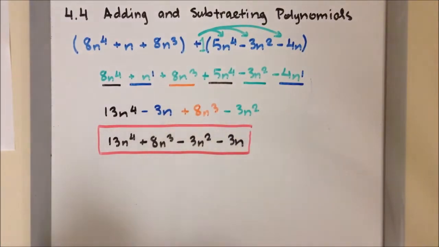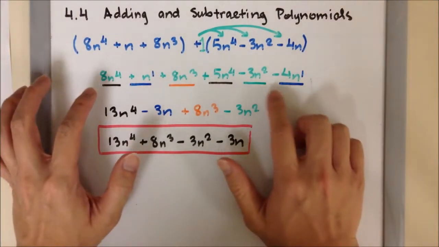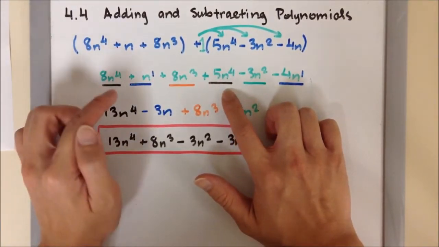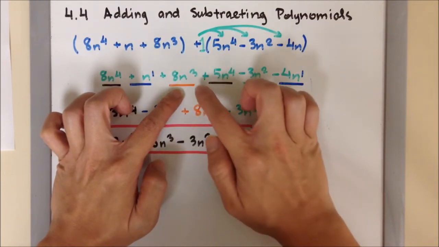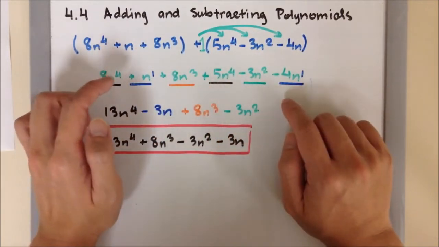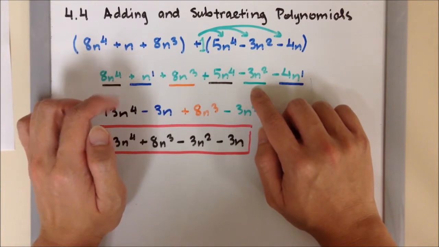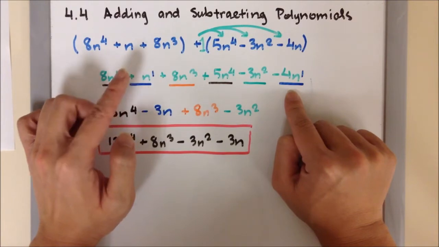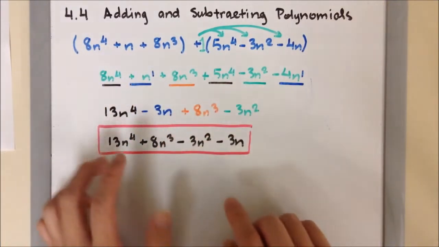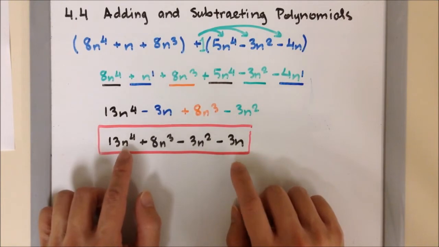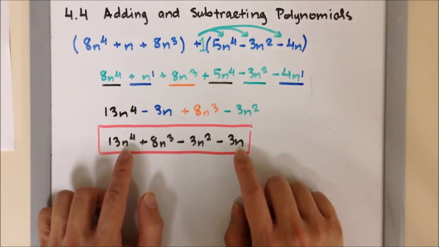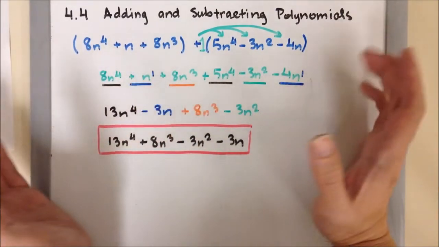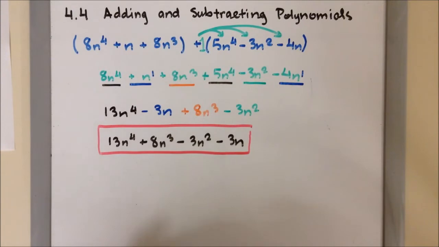Alright, to review with this example, I combined my n to the fourth, which is how I got 13n to the fourth, and then for my n to the third, there was only one term, so I brought it down, and then I also brought down negative 3n squared because that was only one term. What else I combined was my n to the 1 power, which is how I got negative 3n. So n to the fourth and n were the ones where I combined like terms. For n to the third and n squared, I didn't combine any terms, so I brought them down. If you don't have any terms to combine, you're just going to bring it down.